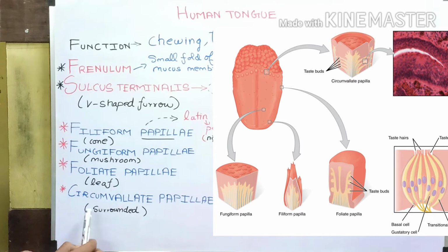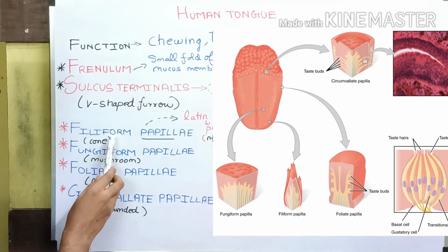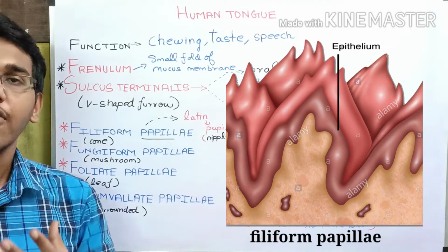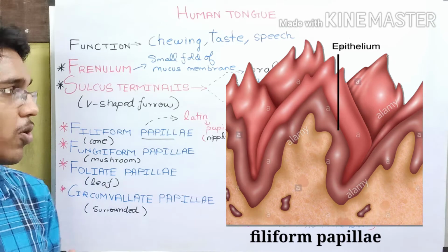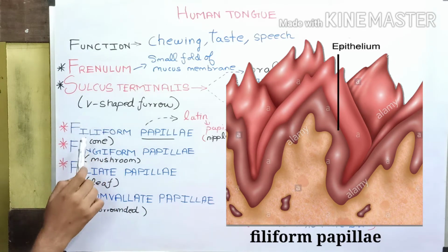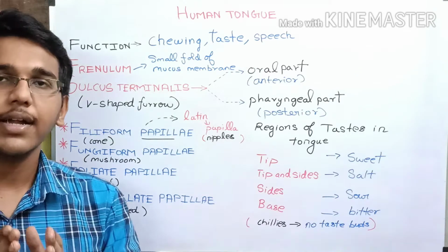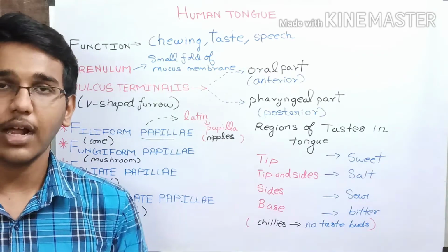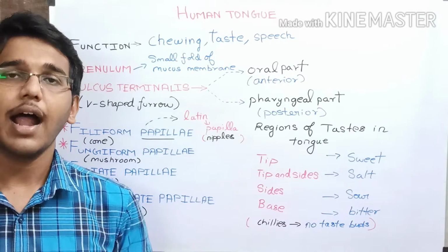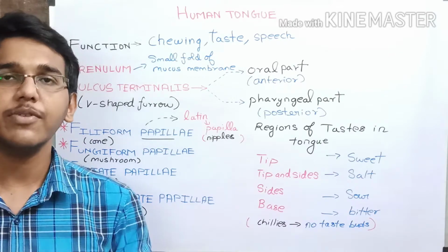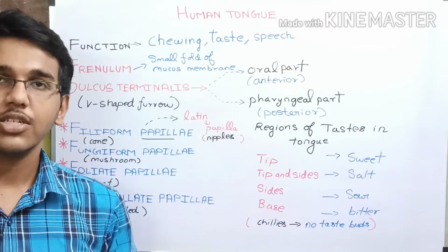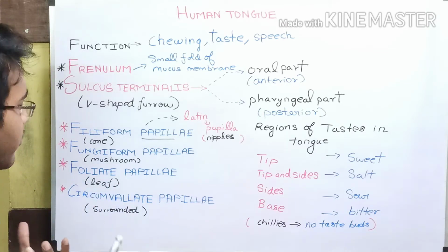If you take the filiform papillae, they are cone shaped, and the word filiform is derived from the Latin word filum, which means thread. Because of the thread-like appearance of the filiform papillae, it got its name. The filiform papillae are the most abundant papillae present on the surface of the tongue, and importantly they don't have any taste buds. The filiform papillae are responsible for the texture of the tongue and also for the touch sensation of the tongue. So now we are clear with the filiform papillae.